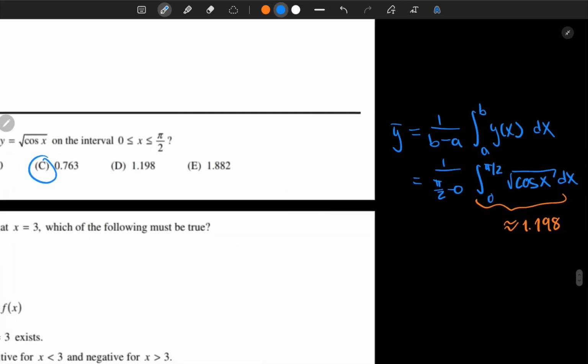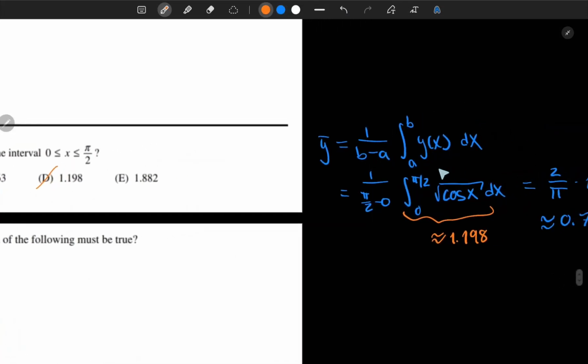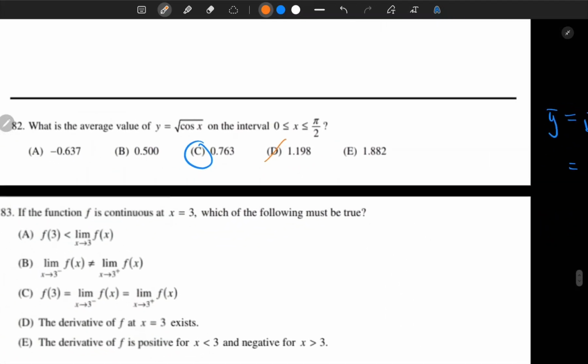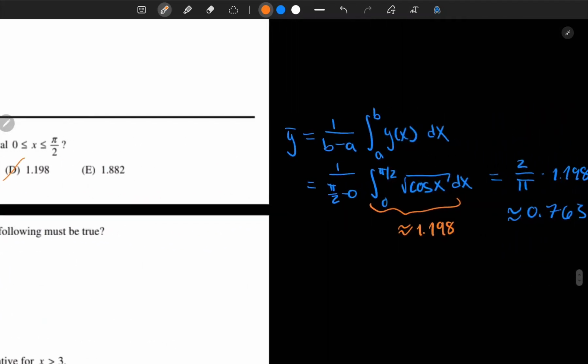As a note, the answer is not D. D is just the value of the integral. It doesn't have this b minus a. So make sure you recall this part of the average value equation.